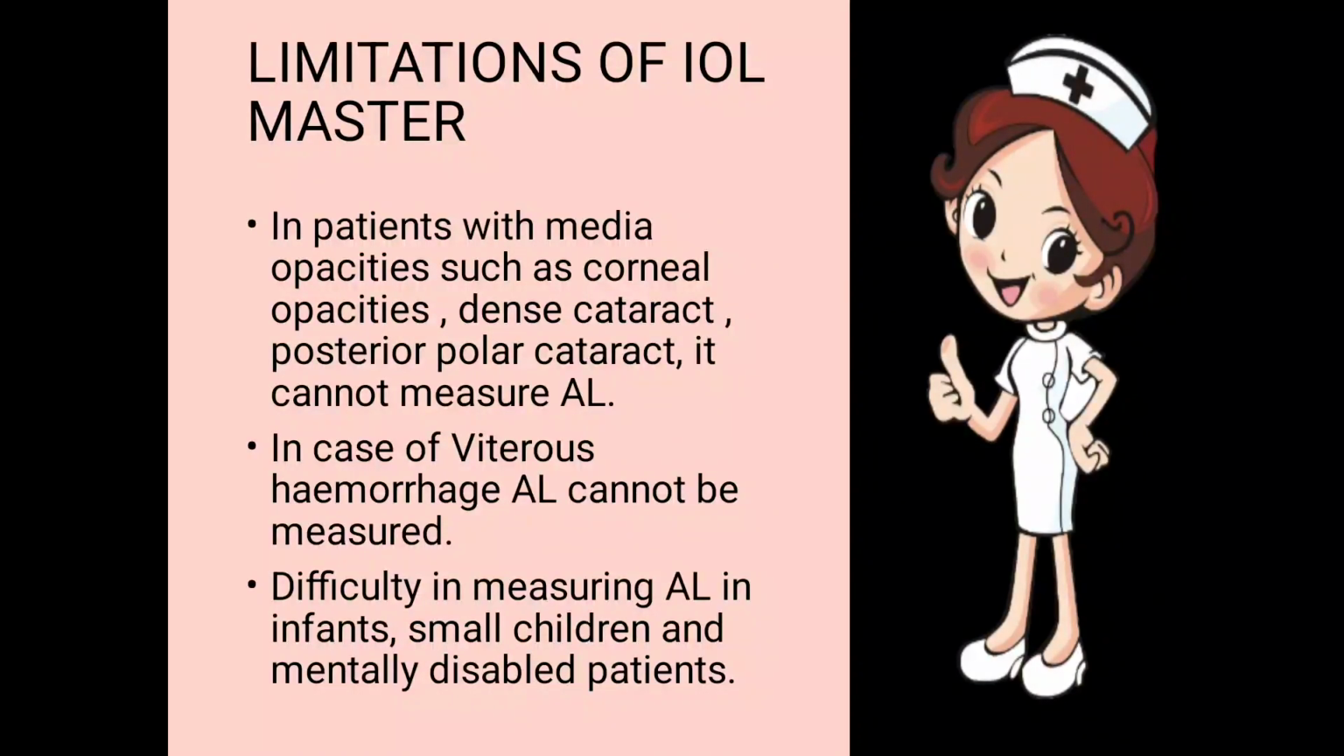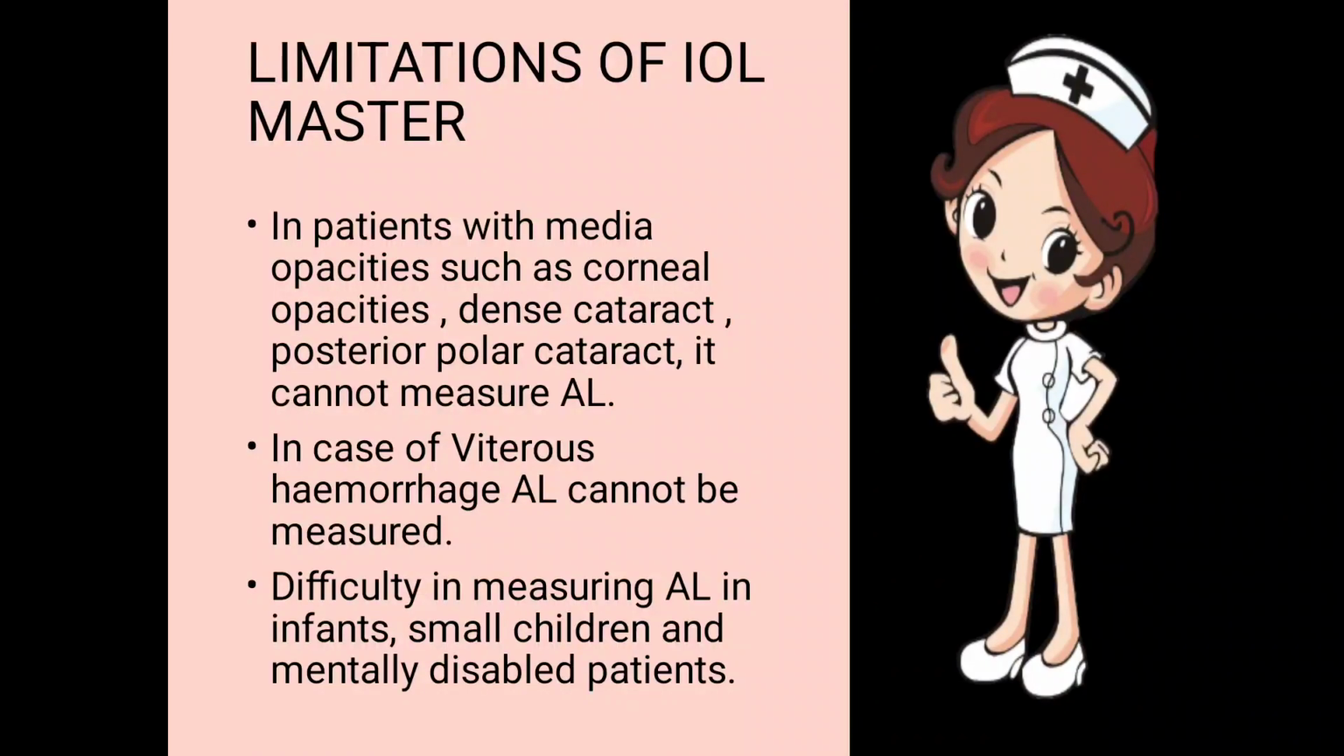For example, CCT, corneal thickness, K1, K2 keratometry values, anterior chamber depth, but it also has limitations in patients with media opacity such as corneal opacity. If a patient has corneal opacity, dense cataract, meaning highly developed or mature cataract, or posterior polar cataract, it cannot measure the axial length. So axial length is not measured by the IOL Master.